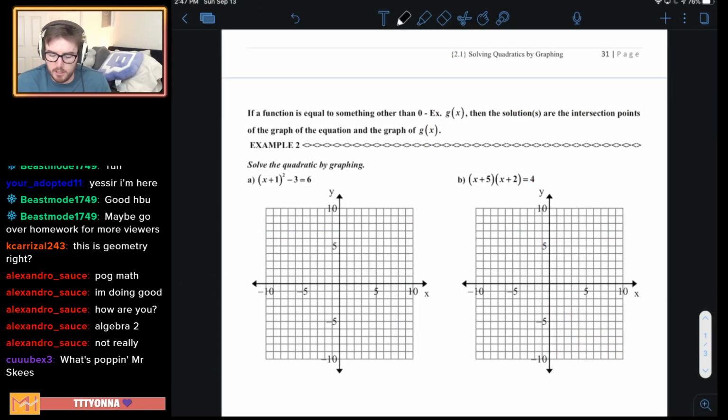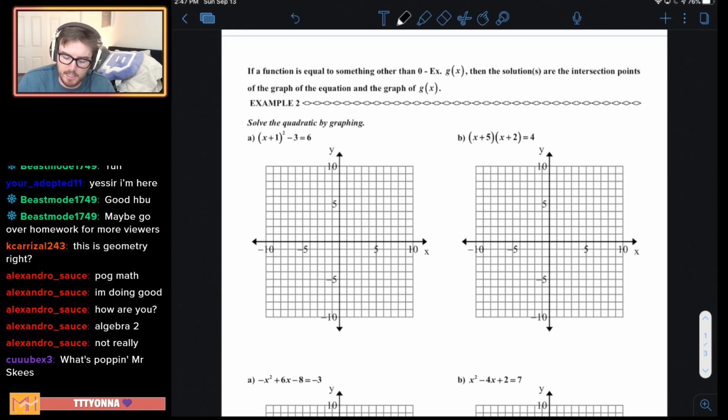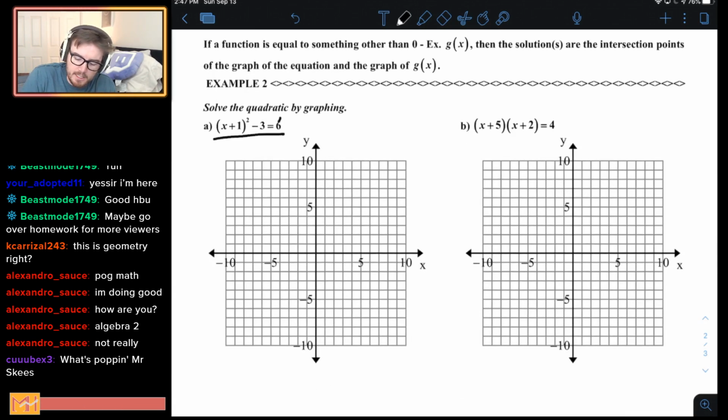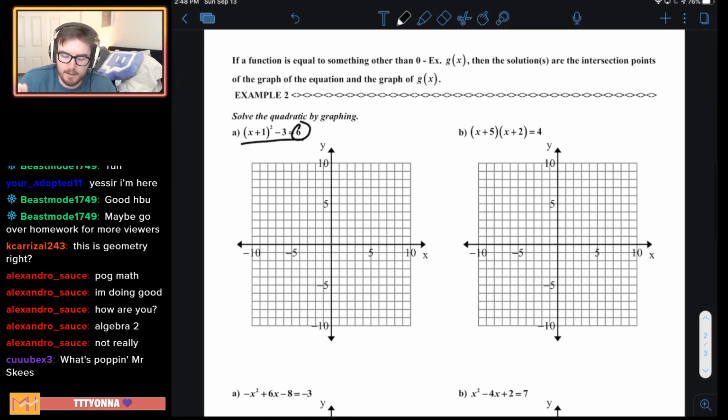But in a situation where I'm not looking for the zeros, but instead I'm looking for where it's equal to 6, instead of finding where it crosses the x-axis and where y is equal to 0, how about we find where it crosses the line at y equals 6? So let me draw the sketch before I move to Desmos. Left 1, down 3.